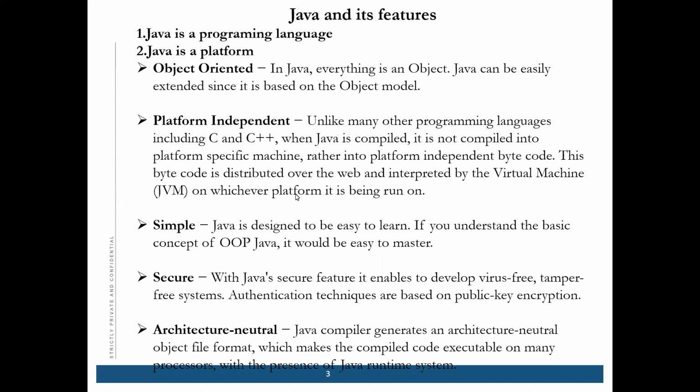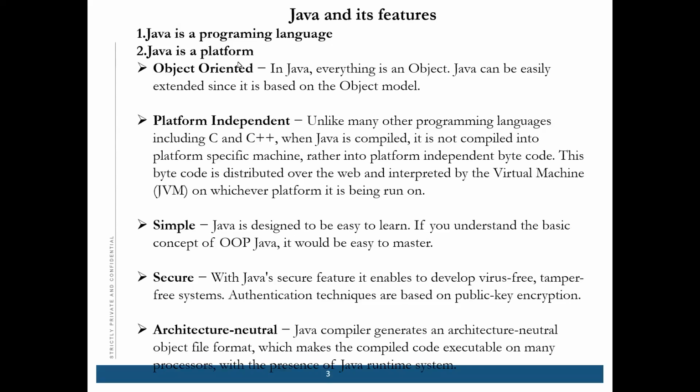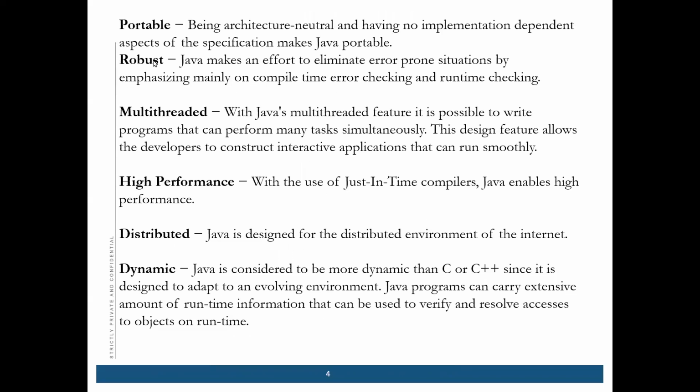Java is a programming language, as we all know, and it is platform independent. It's an object-oriented programming language having the OOPS concept. It's very simple; you can go through all these, and I will share this PPT with you. It's a very secure, architecture neutral language. It's portable, robust, multi-threading, high performance, distributed and dynamic.